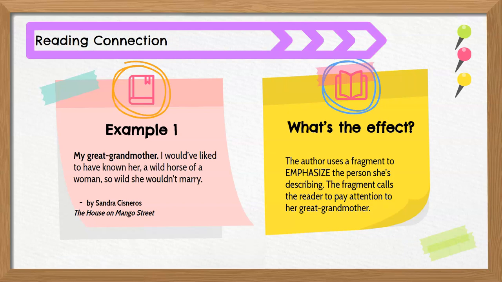We can pay attention when we notice fragments in our reading. It's possible that an author included a fragment accidentally, but we should consider the possibility that the author included a fragment as an intentional craft move. Let's look at an example from The House on Mango Street. My great-grandmother. I would have liked to have known her, a wild horse of a woman, so wild she wouldn't marry. The author uses a fragment here to emphasize the person she's describing. The fragment calls the reader to pay attention to her great-grandmother.